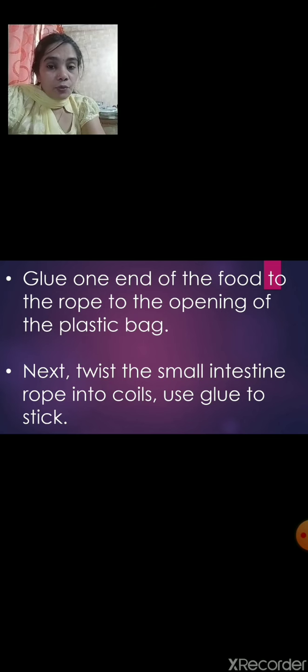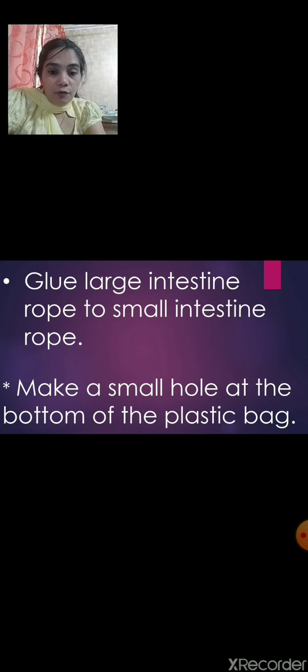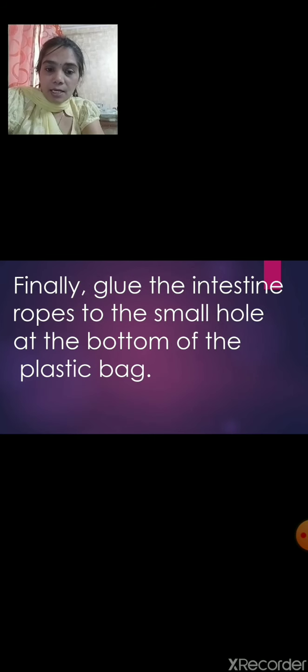And do not forget to write the date and heading, that is the topic. Then after making the digestive system model, neatly label the digestive system so that you will get full marks. You can show the large intestine with the rope itself and make a small hole at the bottom of the plastic bag. Finally, glue the intestine ropes to the small hole at the bottom of the plastic bag.